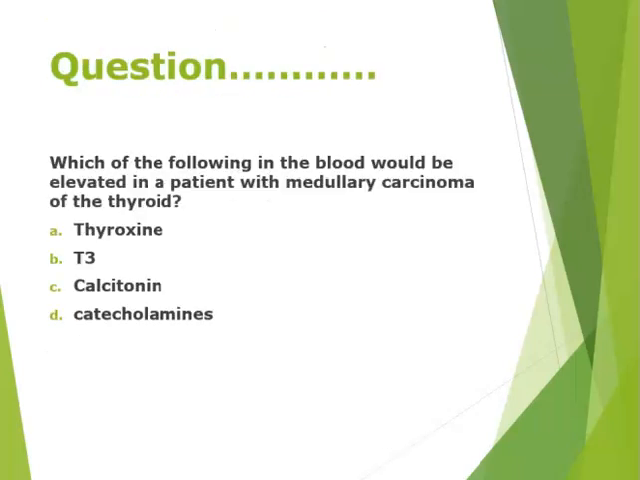Here's a trivia question. Which of the following in the blood would be elevated in a patient with medullary carcinoma of the thyroid? Would it be A, B, C, or D? Take a few minutes, pause the video, try to answer it on your own. The correct answer is C, calcitonin.